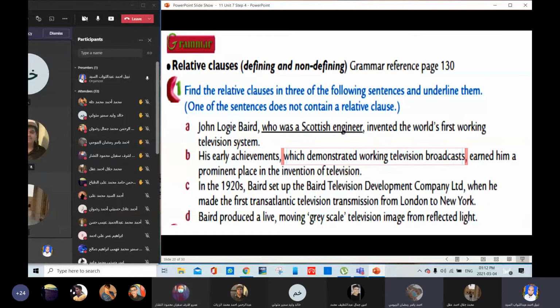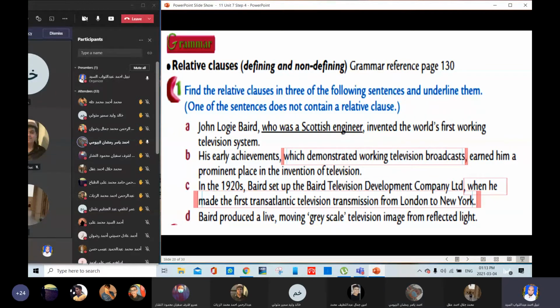In the 1920s, Baird set up the Baird Television Development Company Ltd, when he made the first transatlantic television transmission from London to New York.